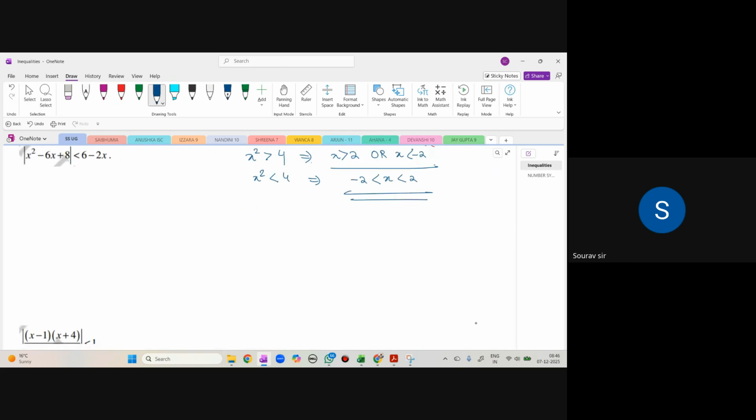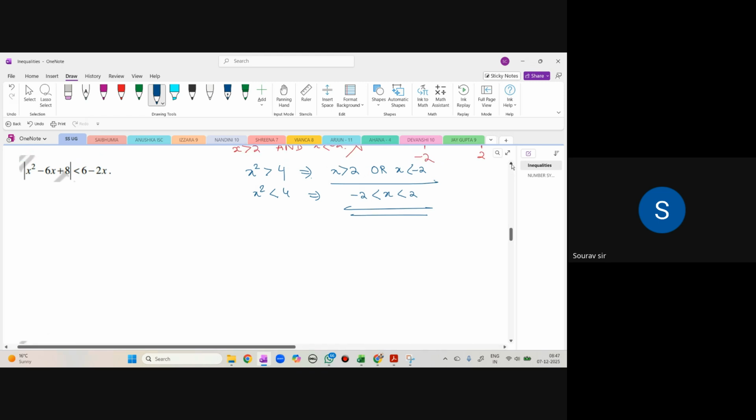Let's go to the next one. x square minus 6x plus 8 is less than 6 minus 2x. Now there's a mod here. So how do I solve this? First of all, x square minus 6x plus 8. Now, if you factorize this, this is x minus 4 into x minus 2.